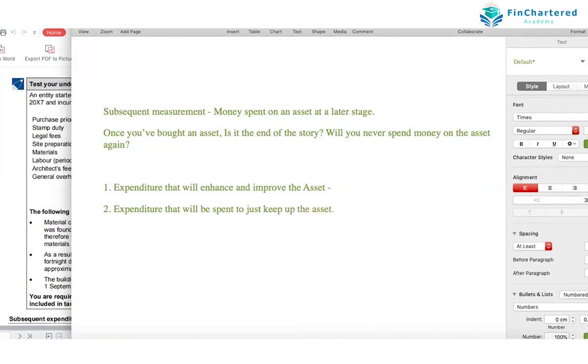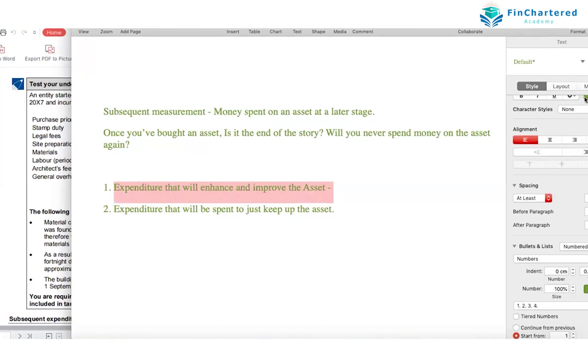Which of the two do you think we will capitalize? First one or second? Everybody should tell. First category is expense that will enhance the asset, improve the asset. Second category is expense that is spent in just maintaining the asset. Everyone, I want everyone to type. Mariam, Nityashri, Priyanshu, Sandeep. Yes, it is the first one that will be capitalized as per your friend IAS 16.